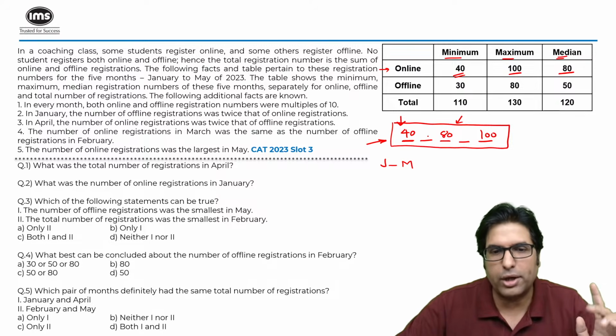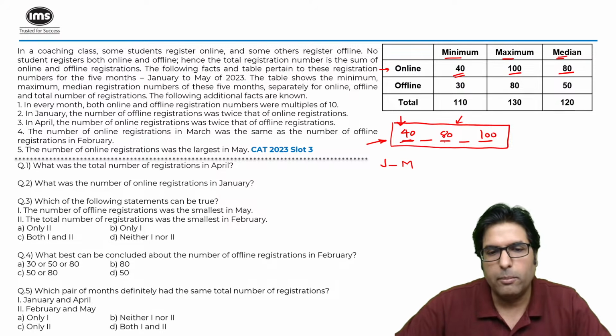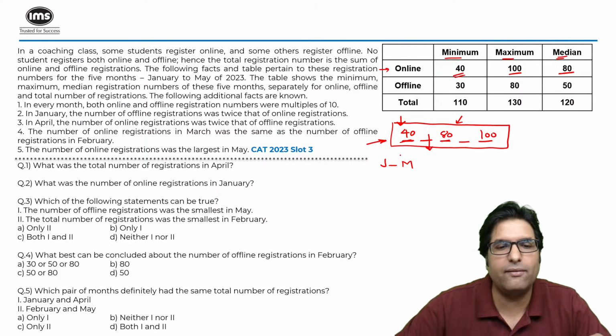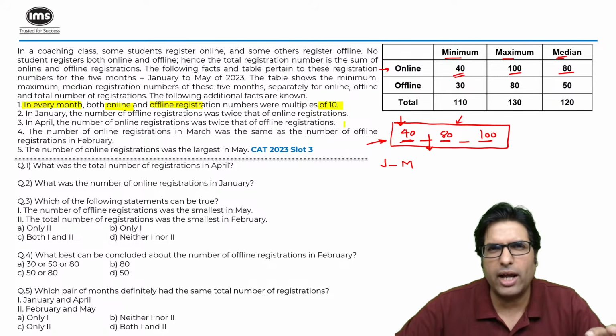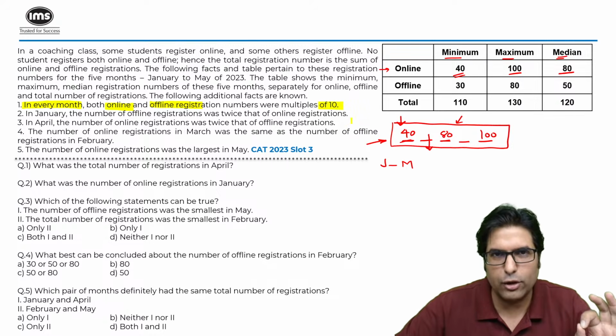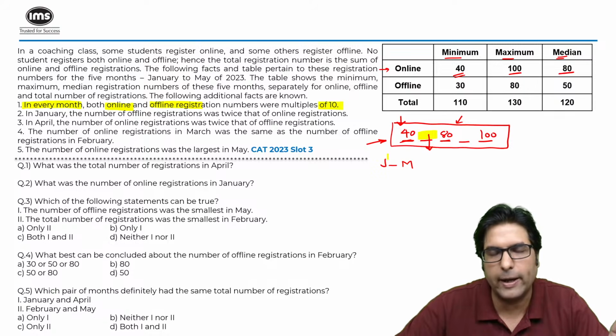Now, one more important learning after this. We know minimum is 40, median is 80. What could be the possible values if now I take into account the first clue that in every month, both online and offline registrations were multiples of 10? So you will not have values like 41, 42, 47, 58, etc. What values you will have are multiples of 10. Now, can you think of possible values for this space between 40 and 80?